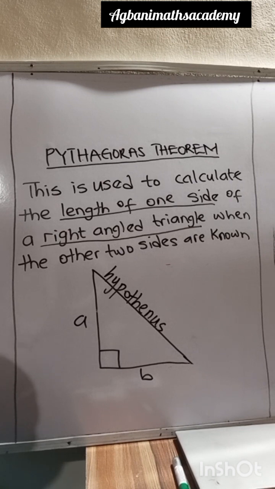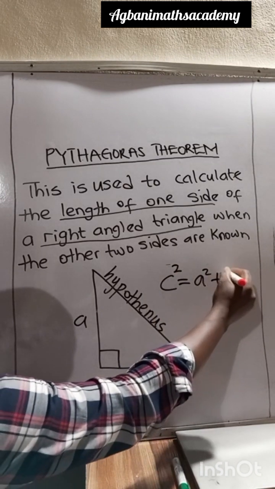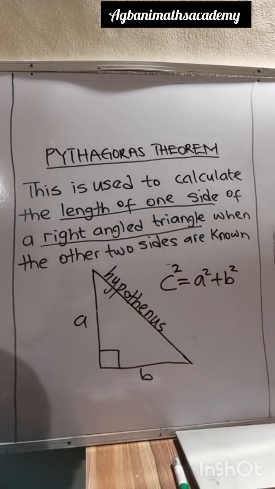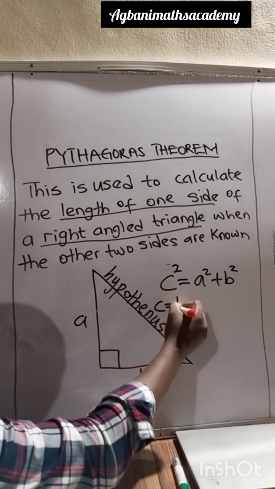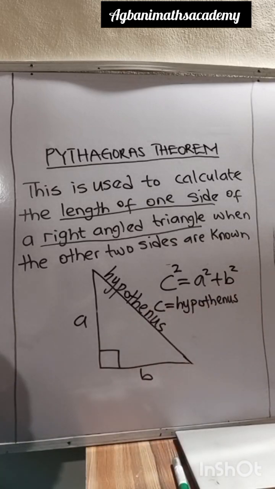Okay, so what formula did Pythagoras generate to calculate one side of a right angle triangle? The formula is simply C squared is equal to A squared plus B squared. Very simple formula. C squared is equal to A squared plus B squared. Now, what is our C? Our C is equal to the hypotenuse. So this is why it is the most important side to be identified. The C in Pythagoras Theorem is the hypotenuse.